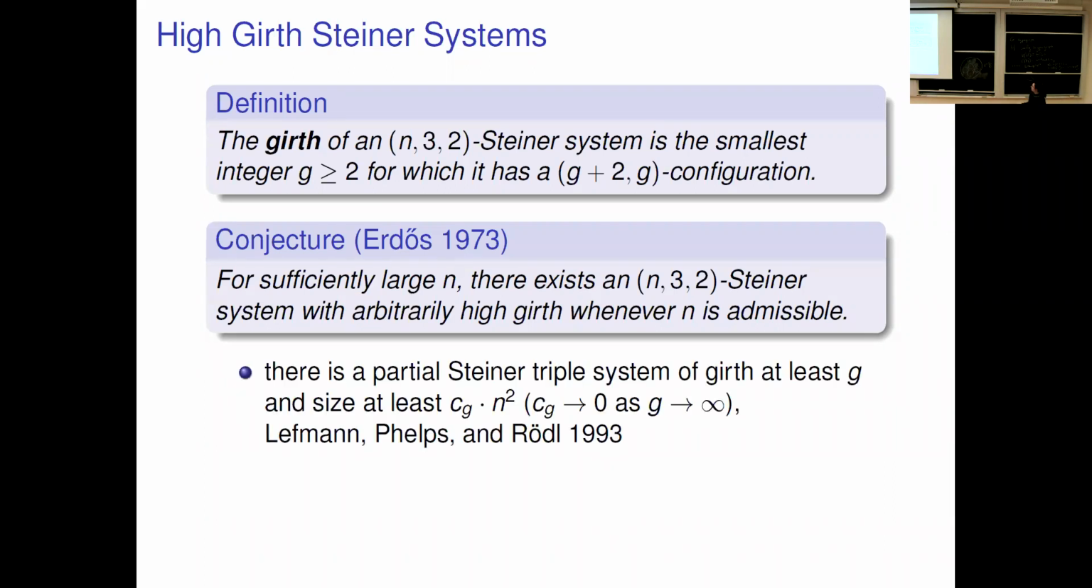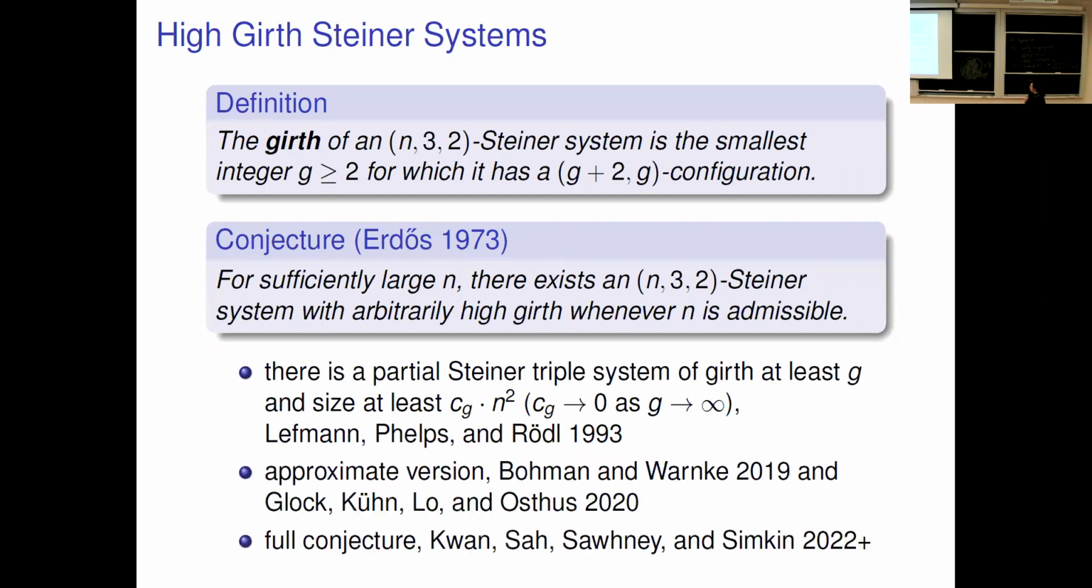Well, this has also recently been solved. So I'll say a few words. The approximate version was shown fairly recently by Bowman-Warnke and Glock-Kühn-Lo-Osthus using sort of greedy randomized approaches, but it was solved in full using kind of similar techniques to the proof of the existence conjecture, iterated absorption, by this group of people in January. And this is where we really got interested, because we asked, well, can we simultaneously generalize Erdős's conjecture and the existence of designs conjecture?